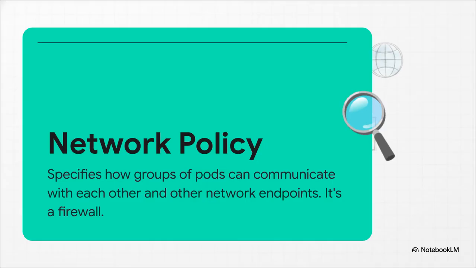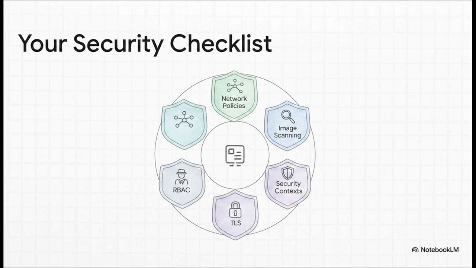Here's a fact that might surprise you. By default, in a standard Kubernetes cluster, any pod can talk to any other pod. The network is completely flat and open. That's where your primary weapon, the network policy, comes in. Network policies are basically a firewall for your pods. They let you write explicit rules to lock down communications, like saying only pods with the front-end label are allowed to talk to pods with the database label on port 5432. This is absolutely essential.